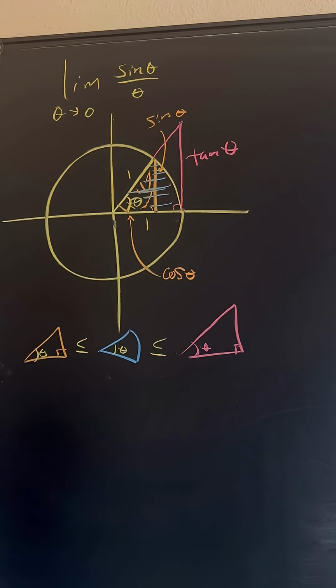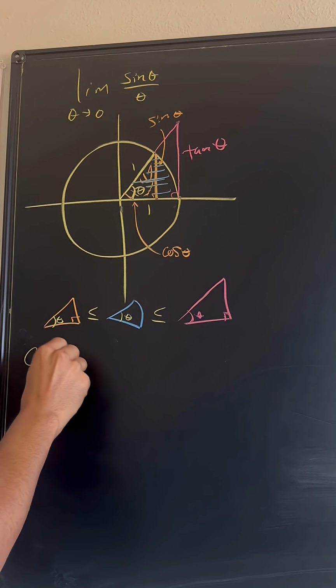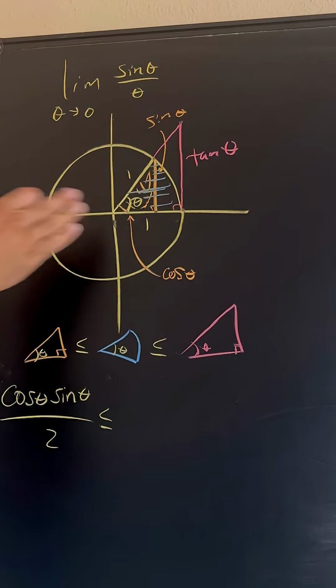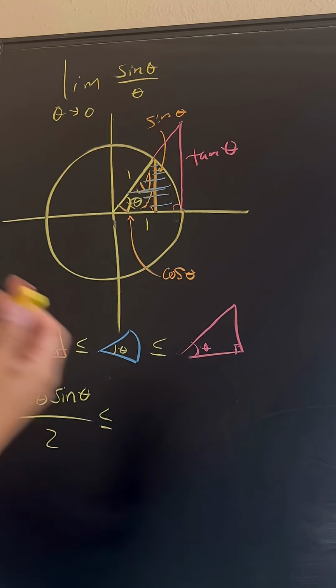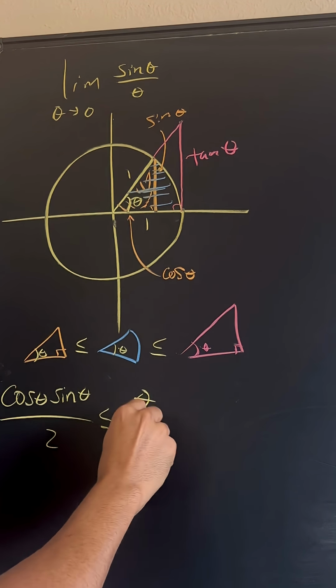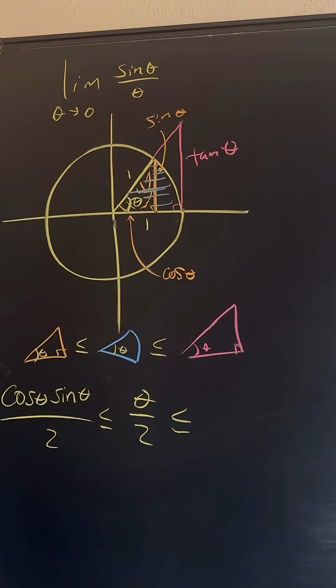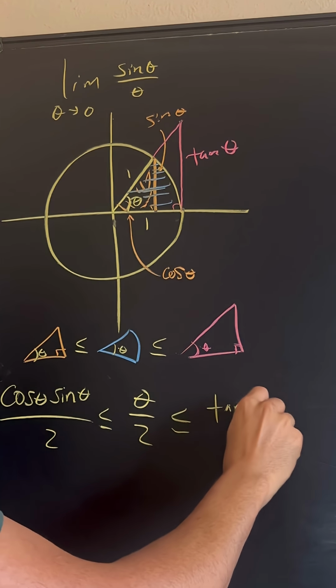So let's talk about their areas. The first triangle has an area of base, which is cosine, times the height, which is sine, divided by 2. Using the area of a sector with radius 1, we can see that the area of this is just theta over 2. And the third triangle has a base of 1 and a height of tangent, so that gives us an area of tangent theta over 2.